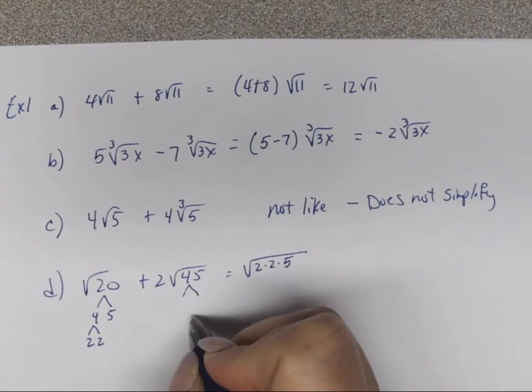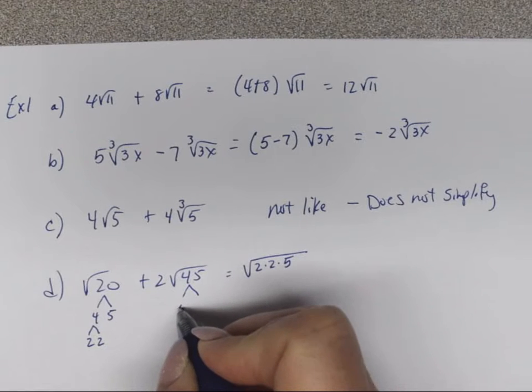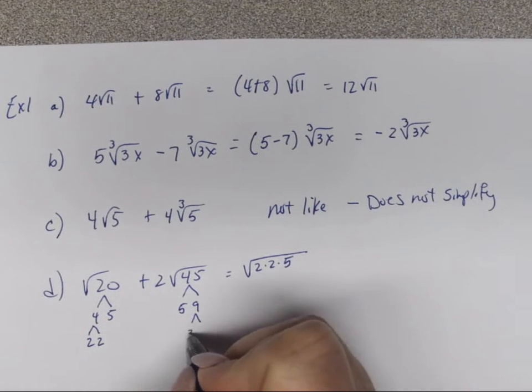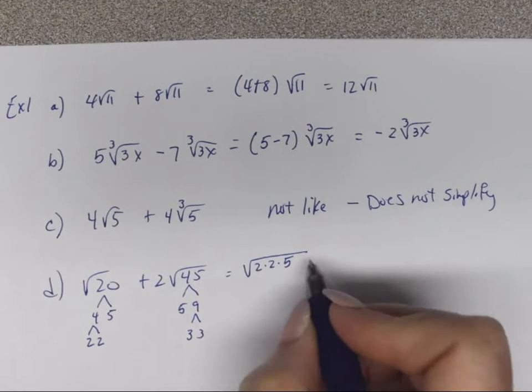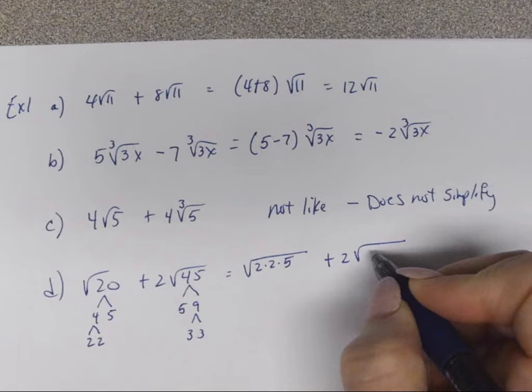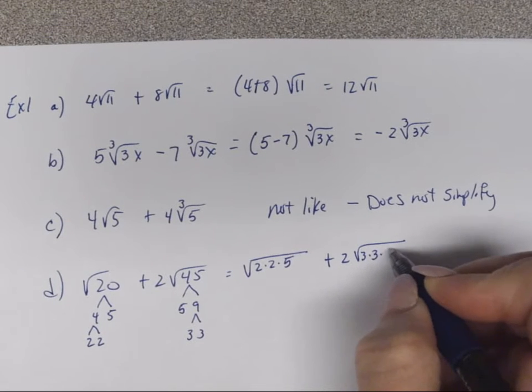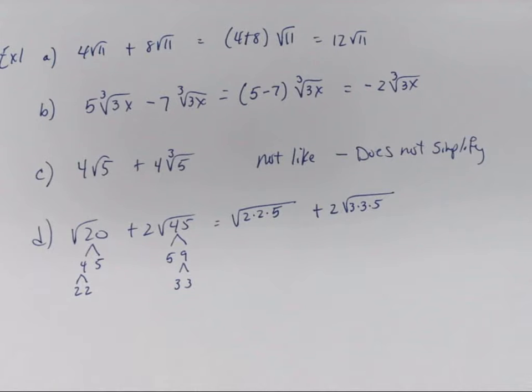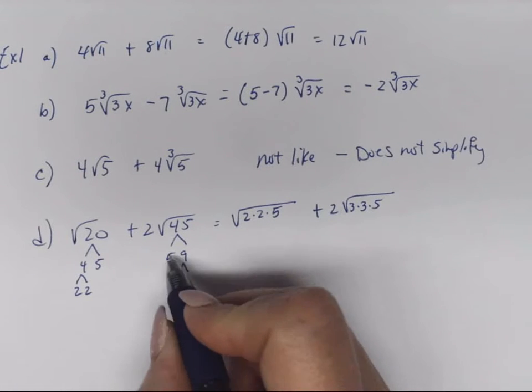For 45, we can do 5 times 9. Could have done 3 times 15. It doesn't matter. You end up with the same prime factorization. So this would be plus 2 square root of 3 times 3 times 5. So we're pulling all of these. We've covered this before of how to simplify radicals. So we just put those in.